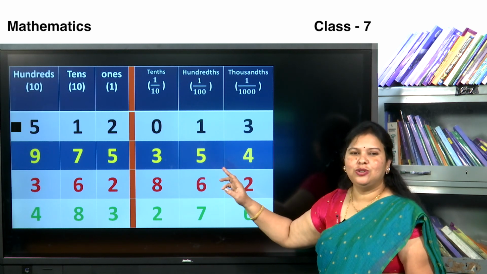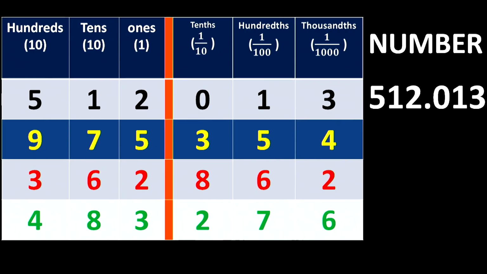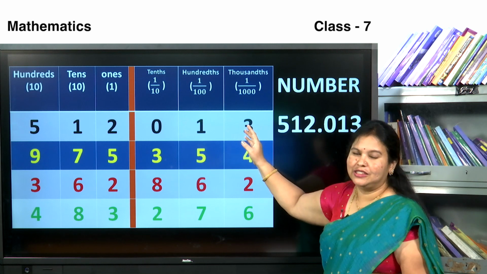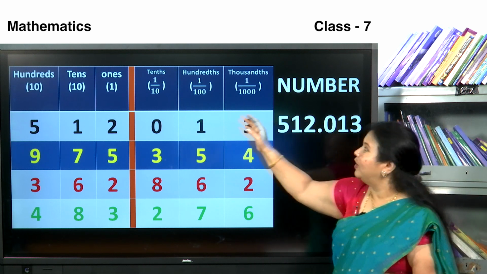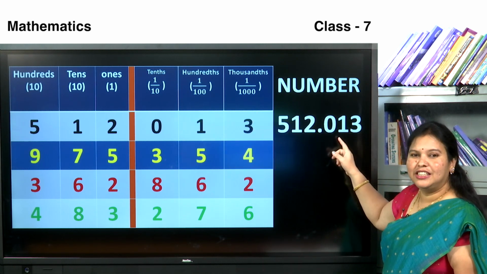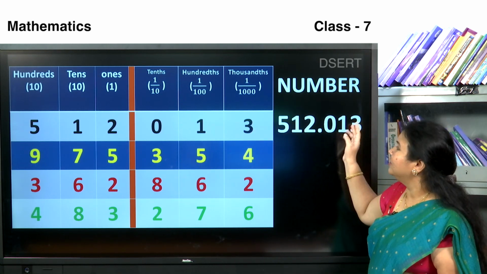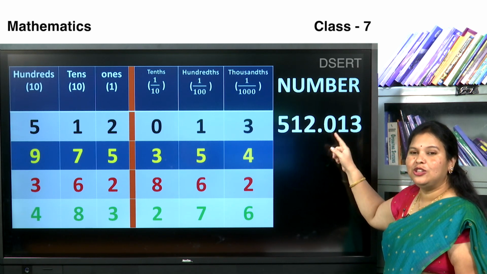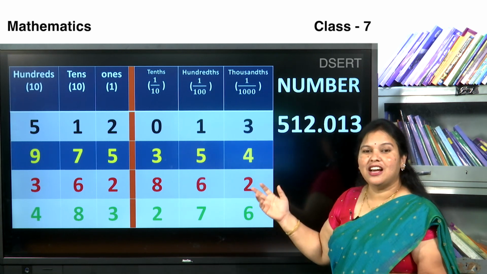Here is a chart on the screen. Observe it and try to write it in decimal form as we practiced before. Here we have 5 in hundreds place and 1 in tens place and 2 in unit place. So, we have to write it as 512. Then we have decimal numbers after the decimal point. 0 in tenths place, so we have written it after the decimal point, and 1 in hundredths place, and 3 in the thousandths place. So, the number is 512.013. Do one thing, you also say along with me so that you can practice how to read the decimal numbers.